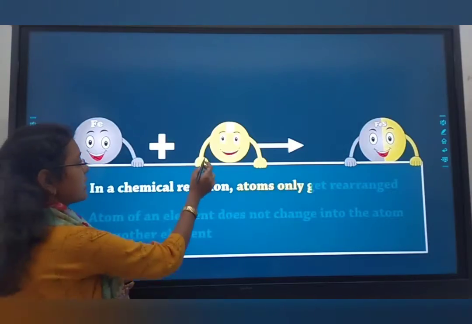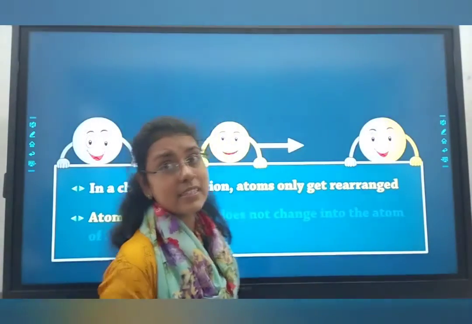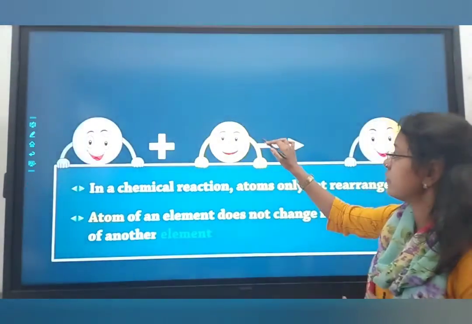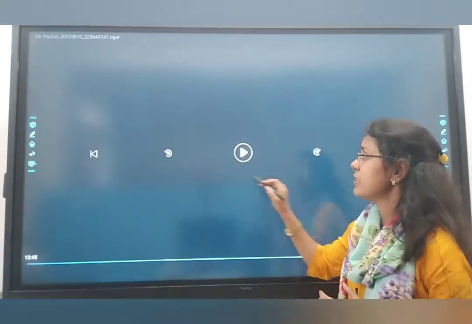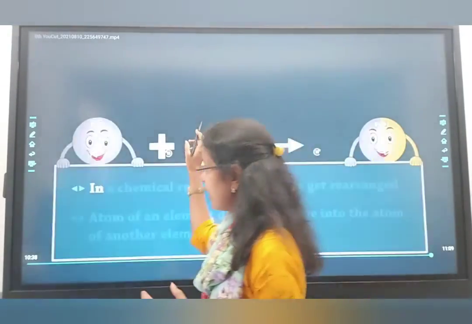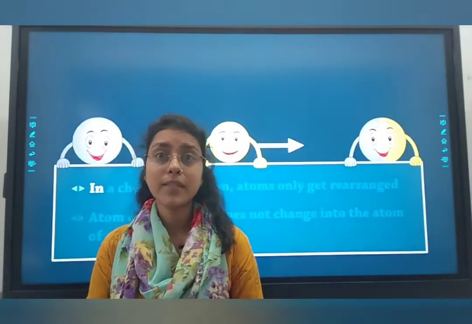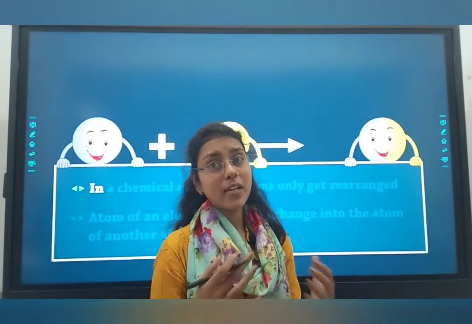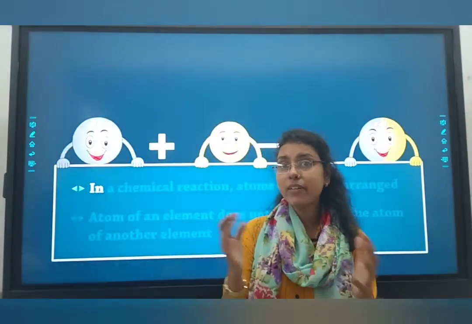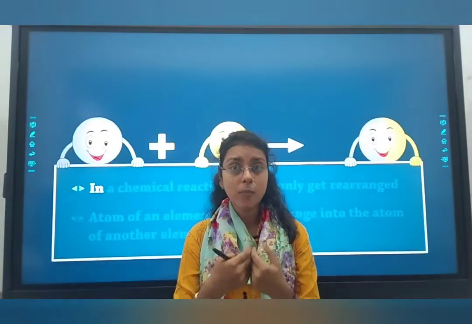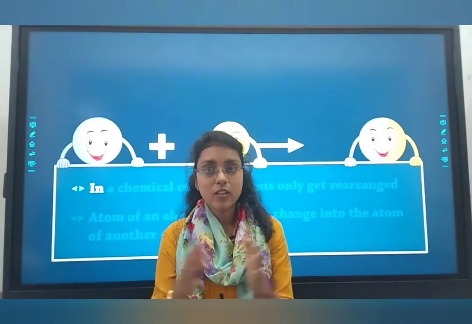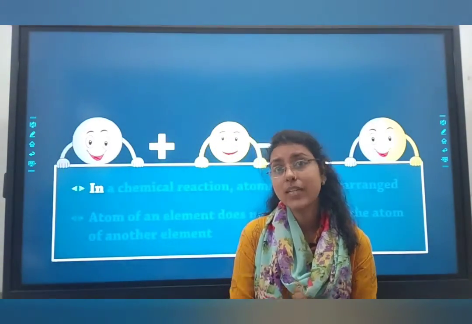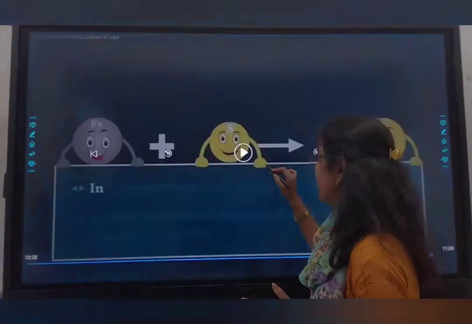Now what is the conclusion over here? That in a chemical reaction, atoms only get rearranged. In a chemical reaction, atoms can neither be created nor be destroyed. They only get rearranged. That means the number of atoms is not going to change. They will get combined, or they will get separated, or they will break down some bonds.